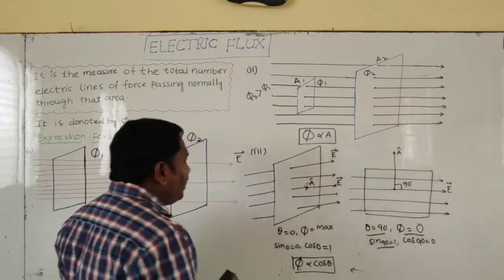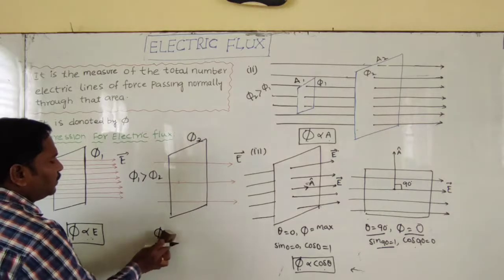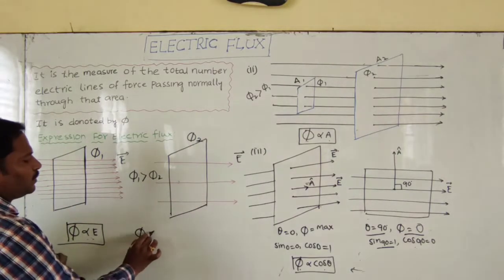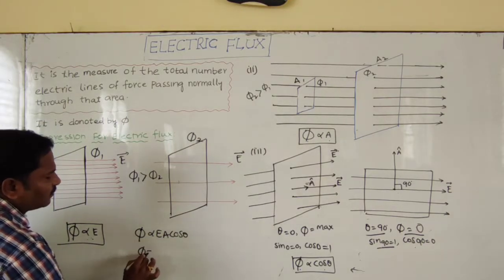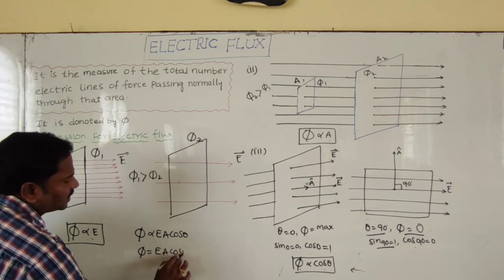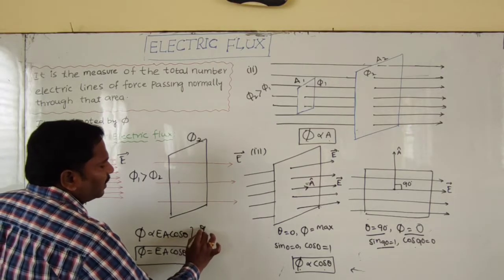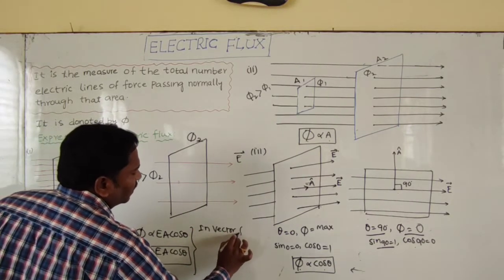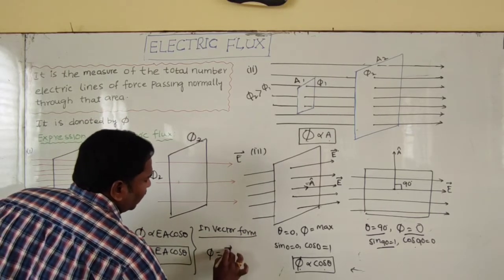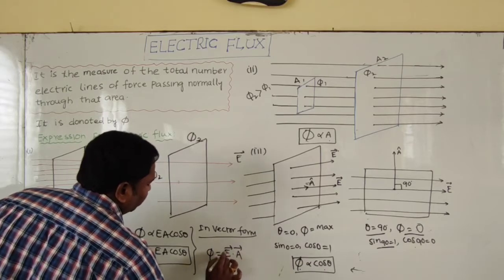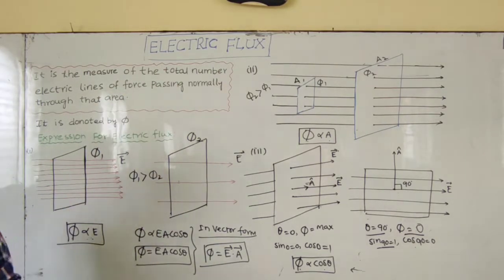Now from all these expressions, we can write flux directly proportional to E into A into cos theta. So flux equals EA cos theta, where the proportionality constant is 1. Now how do we define it in vector form? In vector form, flux phi equals E vector dot A vector. This is the vector form. Now we have the mathematical expression for electric flux.